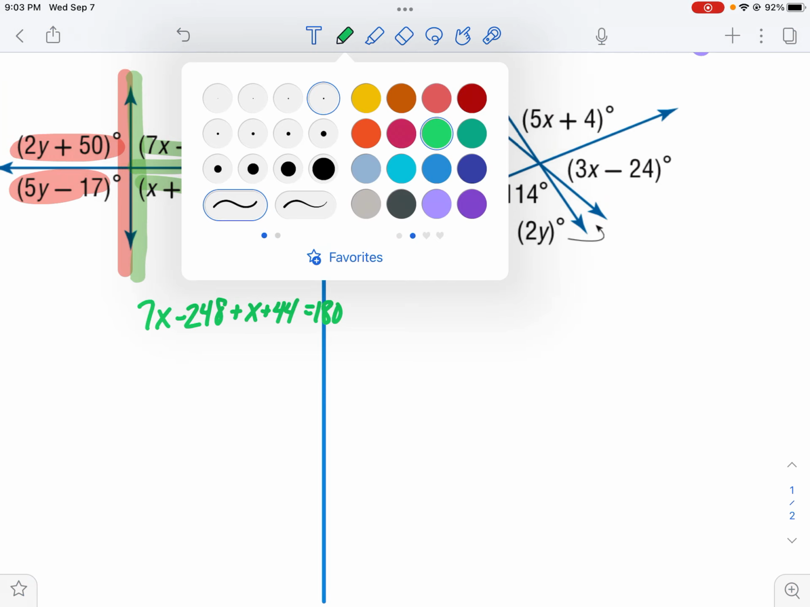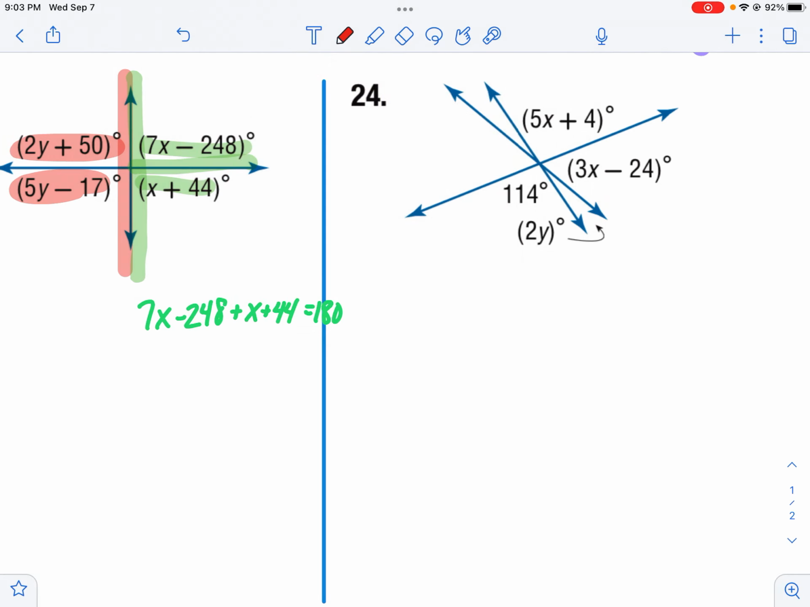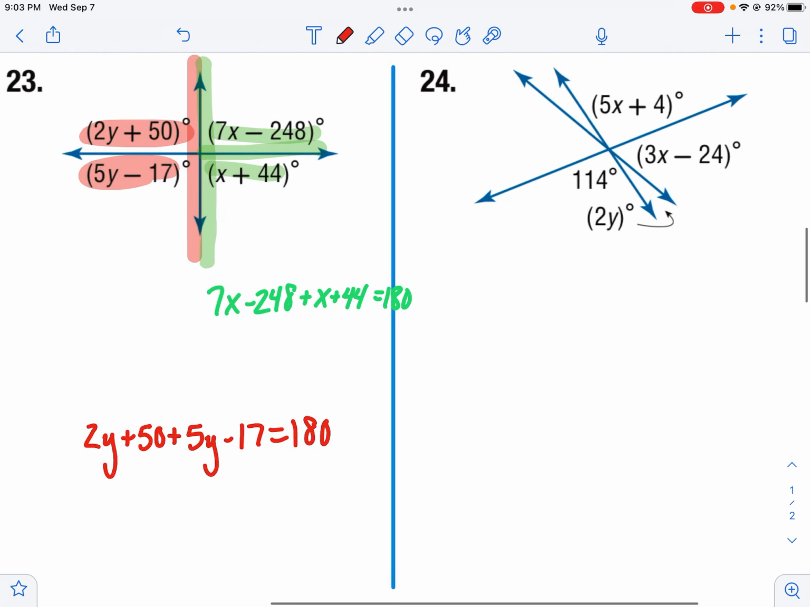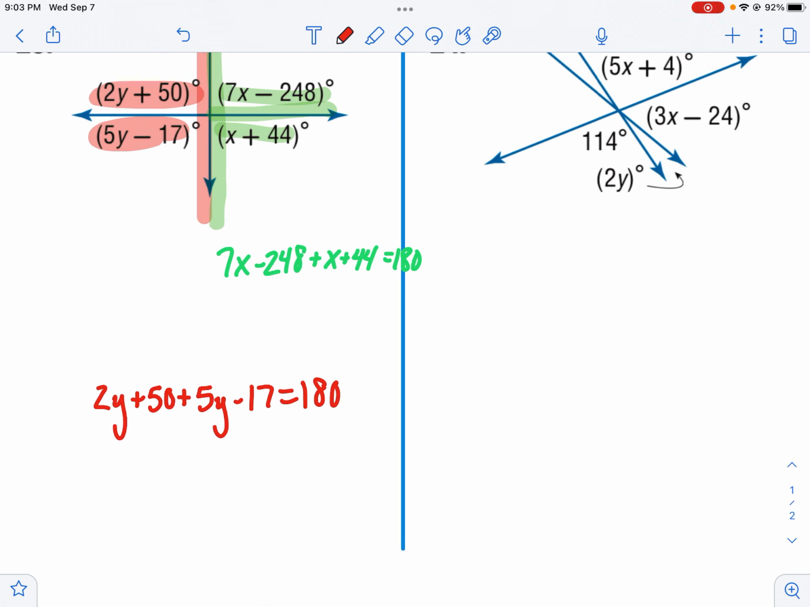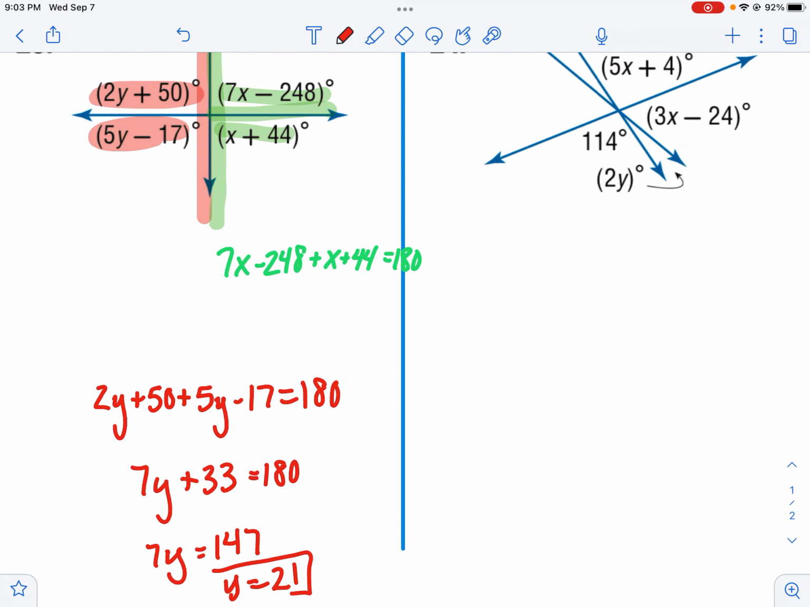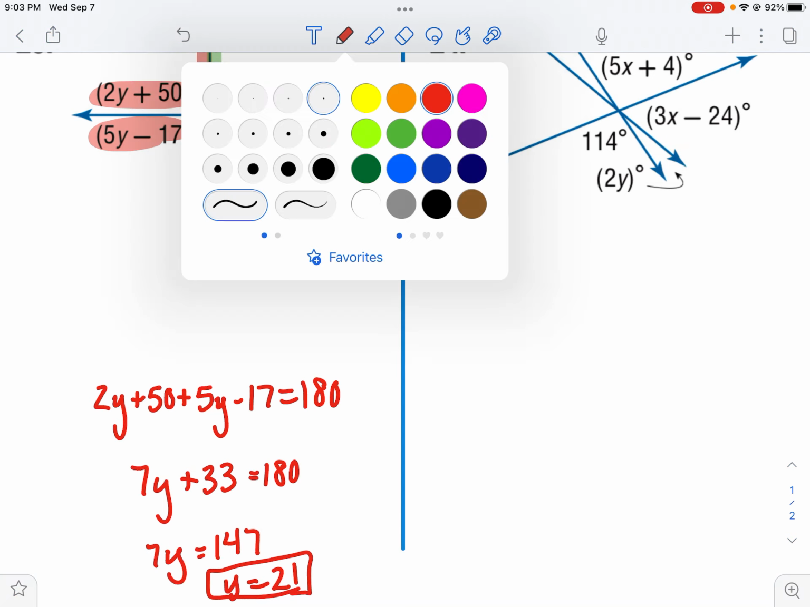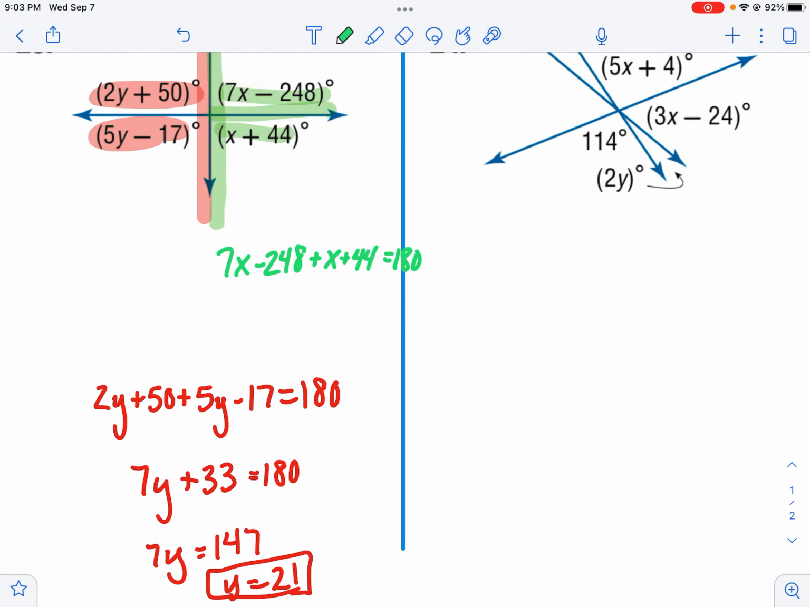And then in red, I've got 2y plus 50 plus 5y minus 17, and that should also get 180 because that is also a linear pair. So you end up with 7y plus 33 equals 180, or 7y equals 147. So y should be 21.